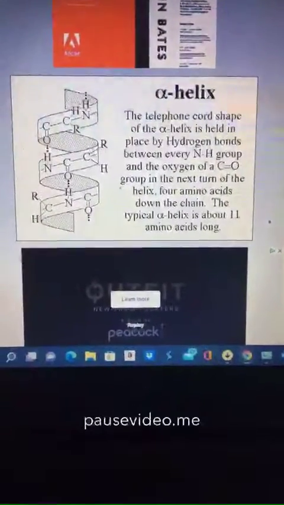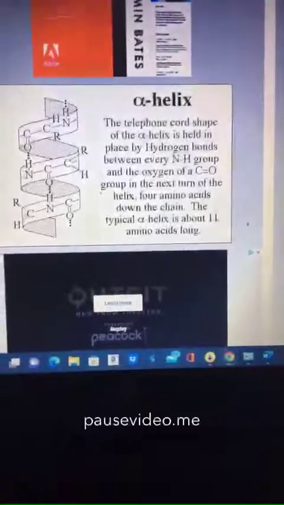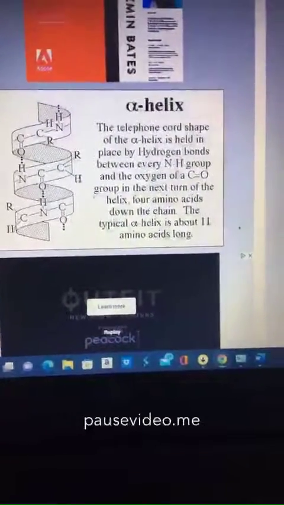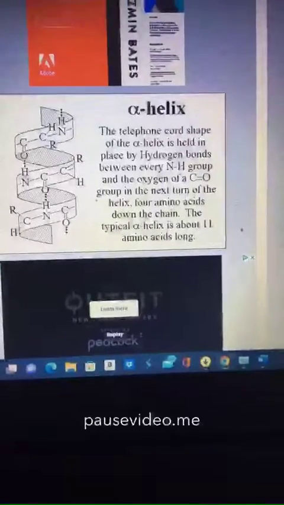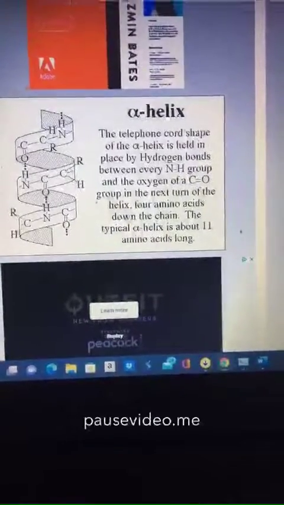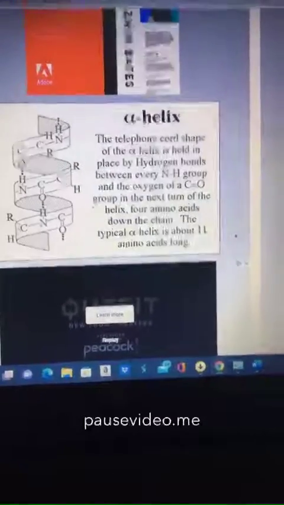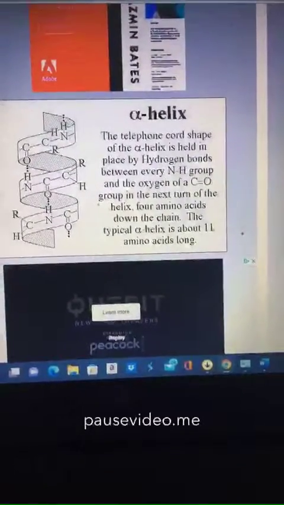So, this is a second drawing, similar to what we showed earlier for this week's prompt. But this again says the same things I just said, talking about the nitrogen and the carbon groups and the interactions between those.